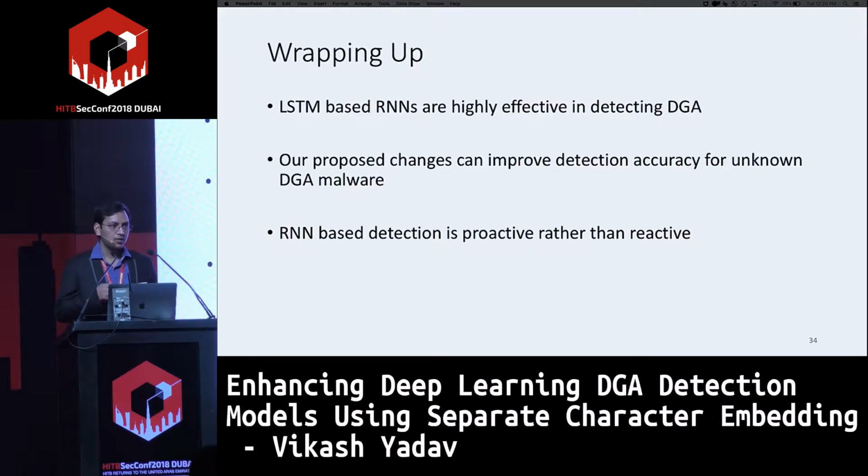And lastly, the RNN approach is proactive. You don't have to wait a certain period of time to aggregate the traffic like NXDOMAIN-based DNS detection, and it also doesn't require a huge effort to train. You just pass the input data and all the relevant features would be learned by the model. So this is a proactive, very highly effective technique to detect DGAs.